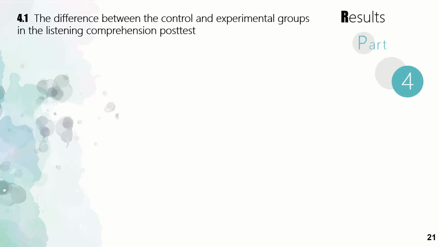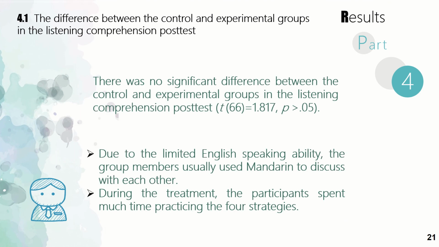The results section. The first is about the difference between the control and experimental groups in the listening comprehension post-test. There was no significant difference between the two groups in the listening comprehension post-test. This is probably because the participants were not good at English speaking. They used Mandarin to discuss with each other under most situations. During the treatment, the participants spent much time practicing using the four strategies.